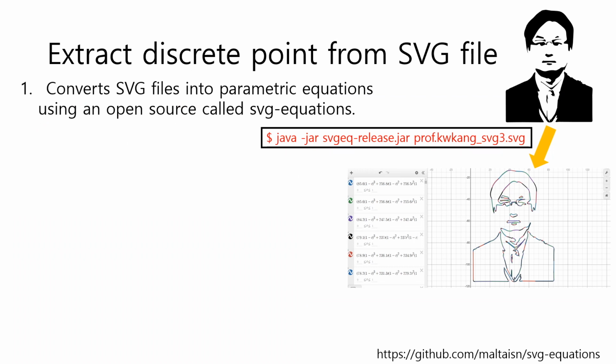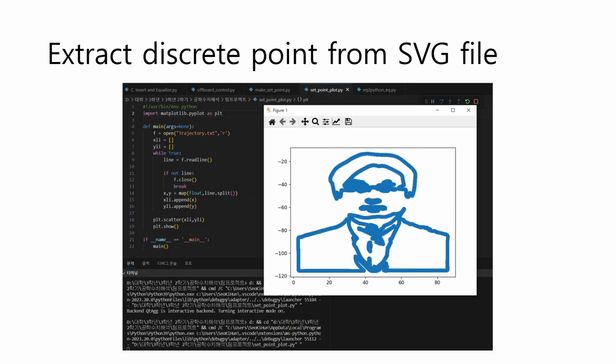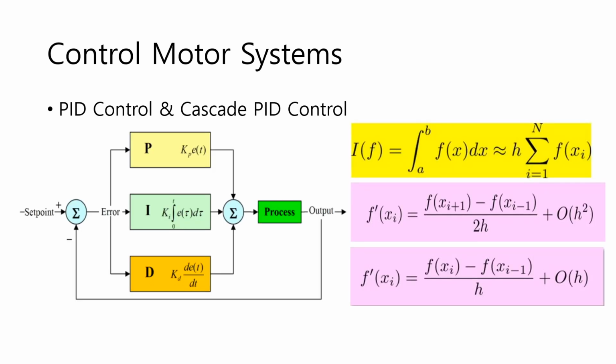We can use an open source program that extracts the parametric equation from our SVG file. By substituting values into this parametric equation, we wrote Python code to convert a continuous curve into discrete points for the motor to move to. Plotting the coordinates using Python's matplotlib library confirms that we have successfully created a valid trajectory which will draw our image. To physically move the motor to desired positions, we will use PID control.